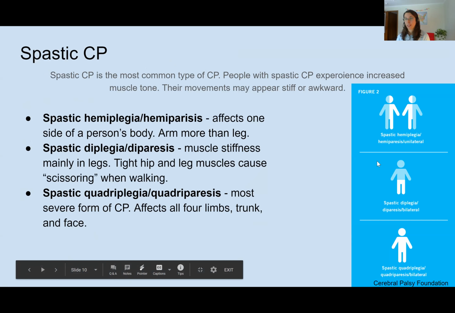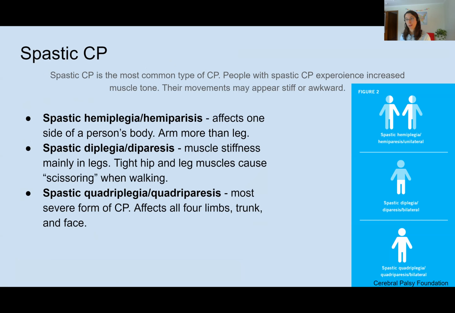So I'm going to go into each of the different types briefly. Spastic CP, as I said, is the most common. About 80% of people with CP have spastic cerebral palsy. And there are 3 different types of it, and the graphic on the right displays how those might manifest. So spastic hemiplegia would be one side of a person's body being affected. One of my good friends' moms has this type of CP. So her leg, she has a limp, and her hand, she has no dexterity in it, and it's always clenched in a little bit of a fist.